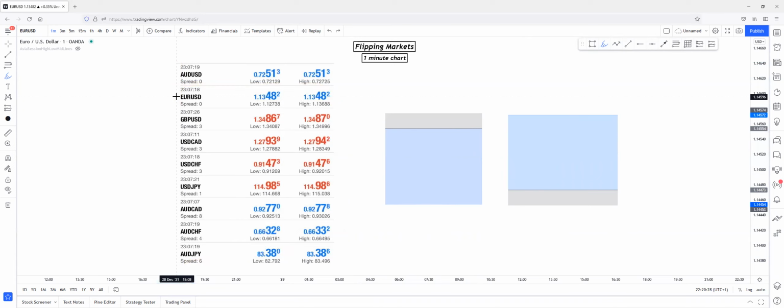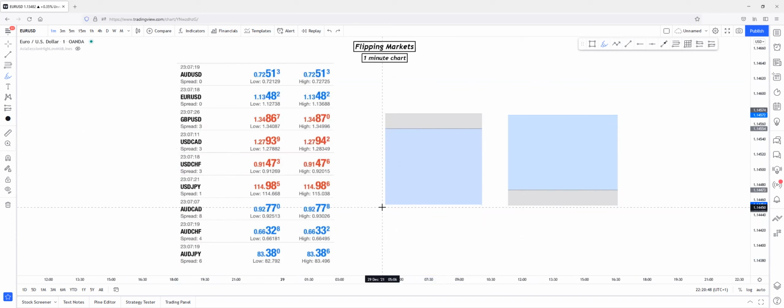As you may know, every currency pair has a spread. For example, Euro USD has 0 spread, GBP USD has 3 spread, USD CAD has a spread of 3 again. And as you can see, every other currency pair has different spreads. Okay, but how can you deal with the spreads? This is really, really, really easy.